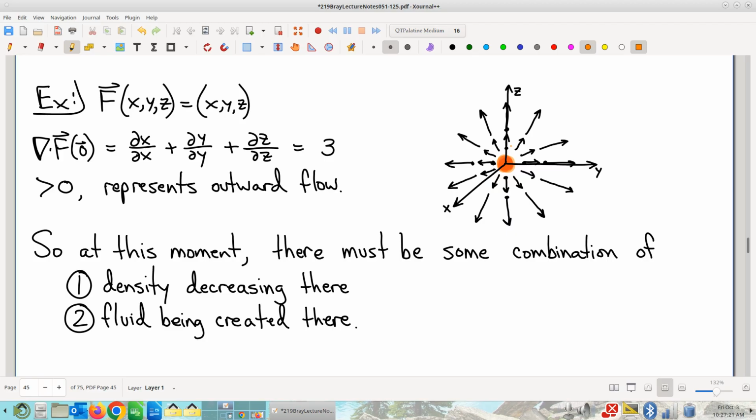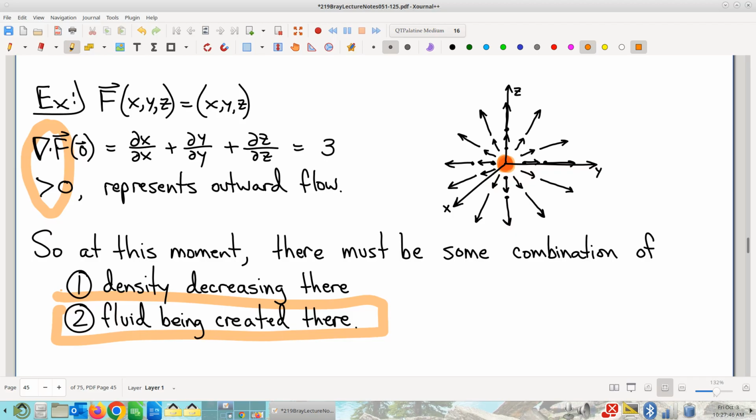And so how would we interpret positive divergence there? It's not about decreasing density. It's about fluid being created. We're generating the fluid. Now that's an alternative interpretation of positive divergence. Different physical scenario, different interpretation of divergence. Is everybody with me on that?